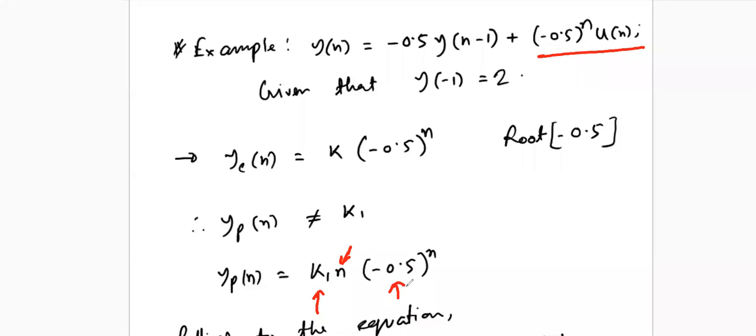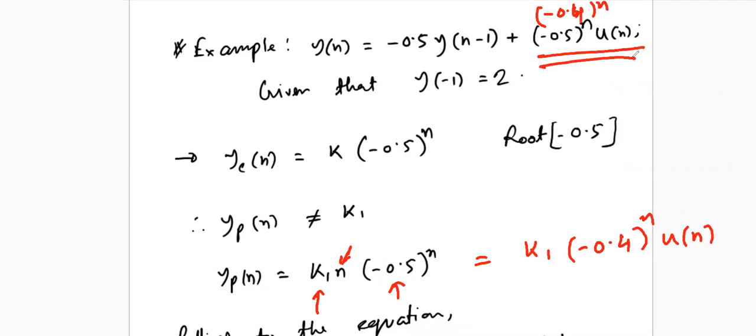For example, if I have minus 0.4 there, minus 0.4 whole to the power n, in that case this y_p[n] should be k1 times minus 0.4 whole to the power n. Simple. It will be the same pattern as the input, but this root is not a repeating root. That's why there is no extra n. But since here there is a repeating root, we put an extra n.